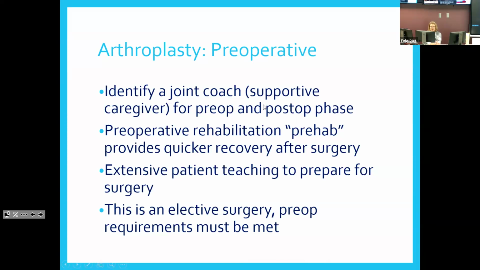So the preoperative rehabilitation, prehab, I guess, provides quicker recovery after surgery. And there's lots of patient teaching to prepare for arthroplasty. And this is an elective surgery, so pre-op requirements must be met.